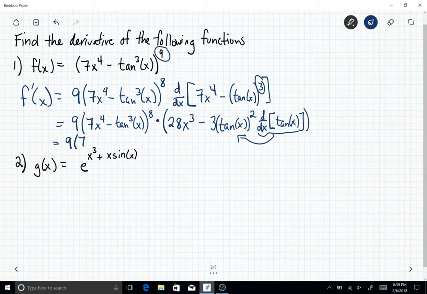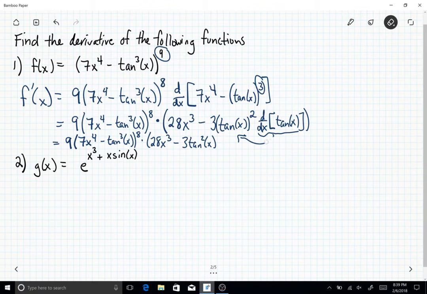So this simplifies down to 9 times 7x to the 4th minus tangent cubed x, all raised to the 8th power, and that is multiplied by 28x cubed. And then minus 3, we can move that tan squared to where we need it to be. So 3 tan squared x. And now we can multiply by that derivative that we're looking for. What's the derivative of tangent of x? Well, it's secant squared x.